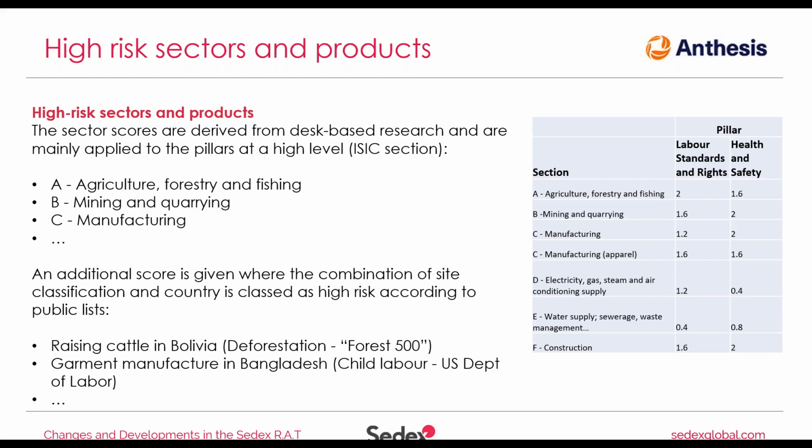Raising cattle in Bolivia, or indeed growing soy in quite a few countries in South America, is flagged up on the Global Canopy Program's Forest 500 database as being of a particular risk of deforestation. So that will add a little booster score. Similarly, garment manufacture in Bangladesh is, through the US Department of Labor's child labour databases, also flagged as having a high risk of child labour. So that's just a little additional element.